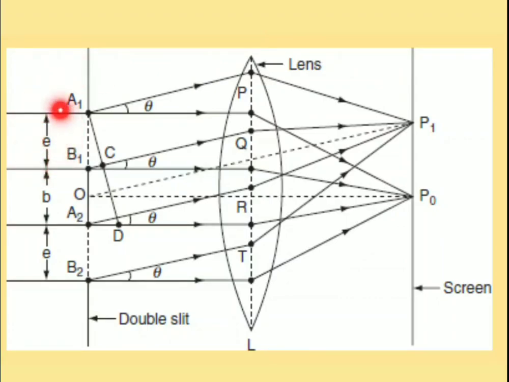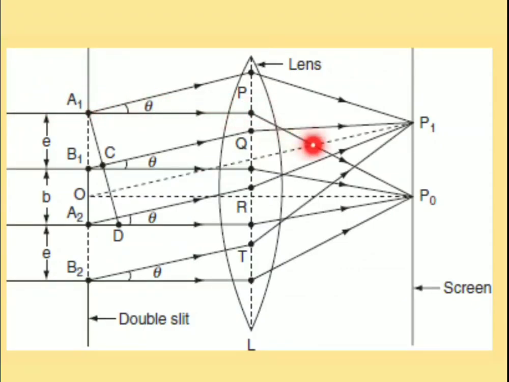Here the width of the slit is represented as small e. The width of the other slit is also small e. Now the gap between these slits is small b. Whenever the monochromatic light is normally incident on these slits, after the slits some of the light rays travel in the same direction as the incident direction. That means there is no diffraction.